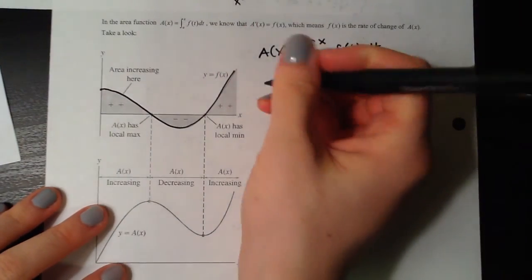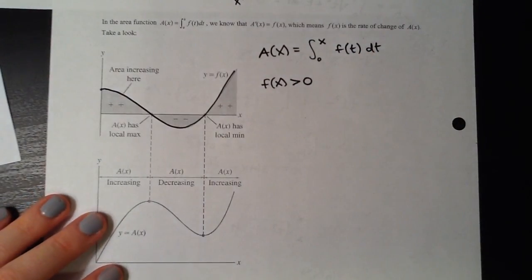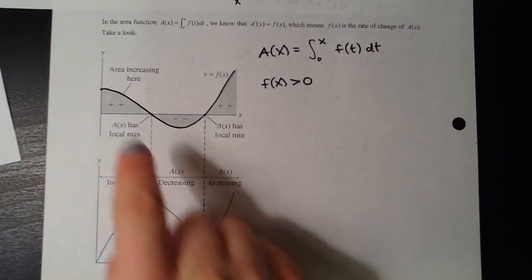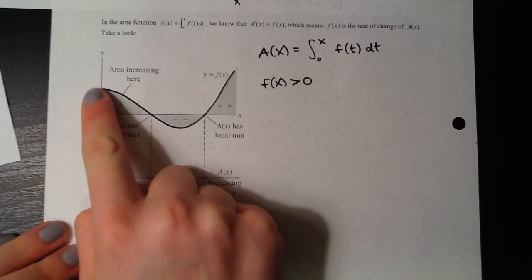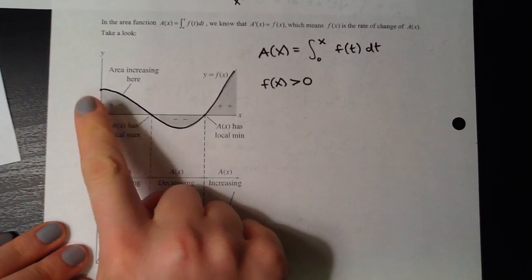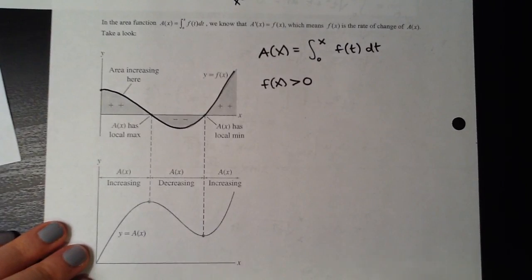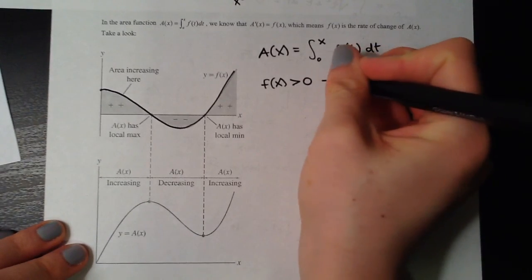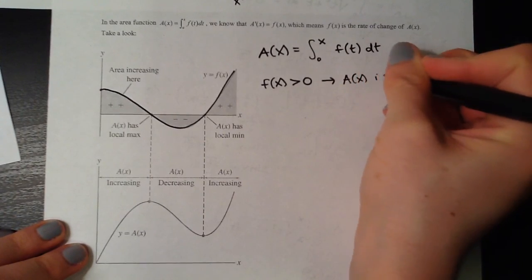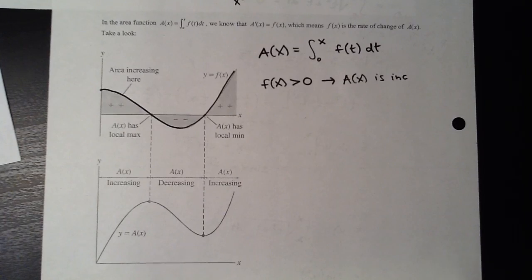Okay, whenever f of x is above the x-axis, that's this region right here. Whenever f of x is above the x-axis, this is all positive area. So as I move from here to here, I'm just gathering more and more area, just picking up area as I go. As I move from left to right, I'm accumulating more and more positive area. So whenever f of x is above the x-axis, A of x is increasing, meaning I'm accumulating area.